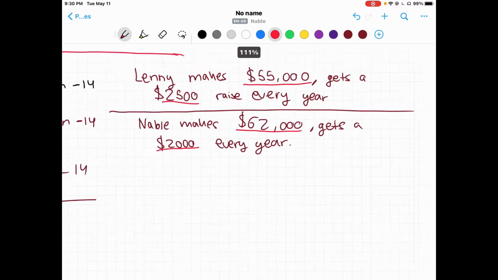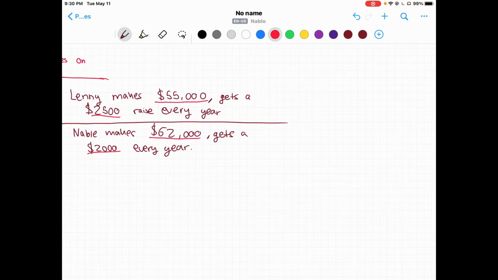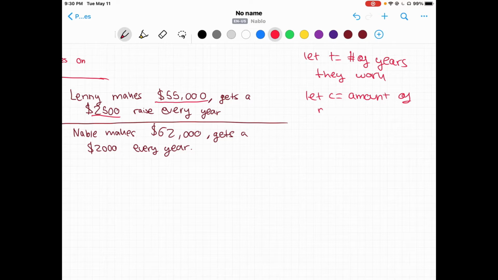So first of all, let's zoom out a little. Let's define a variable. So we're going to let t equal the number of years they work. And we're also going to let c equal the amount of money they make.